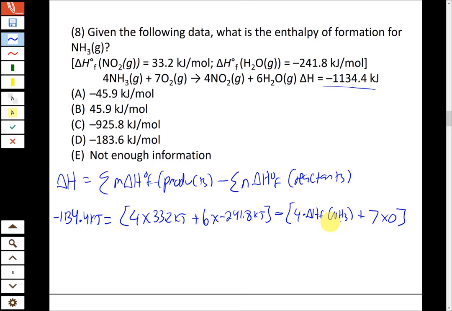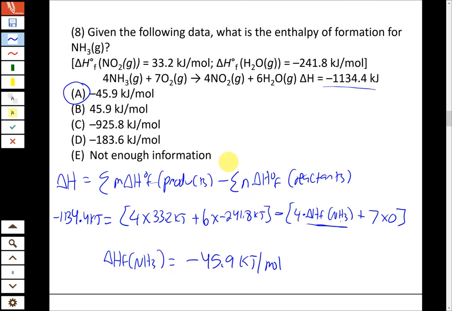And so then this is, again, our unknown value here that we're going to solve for. And when we do the algebra, delta H of formation for NH3 comes out to minus 45.9 kilojoules per mole, which is choice A.